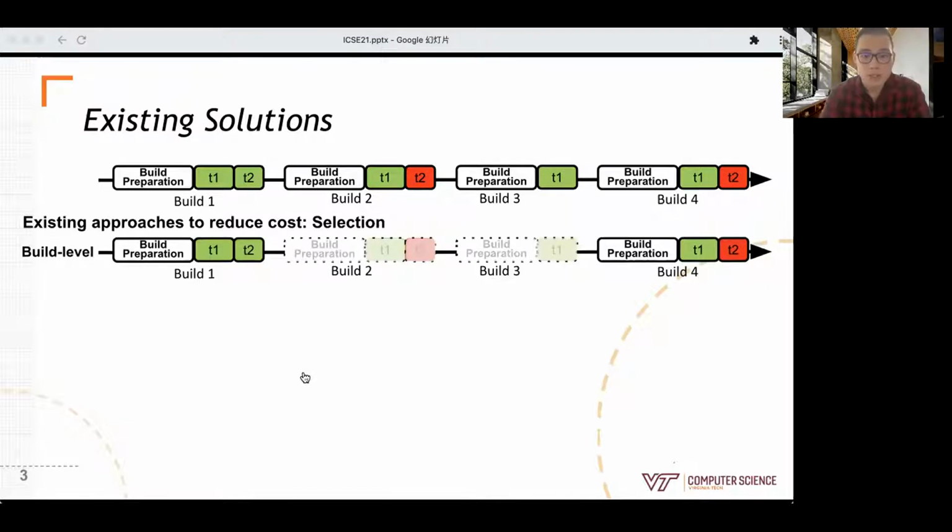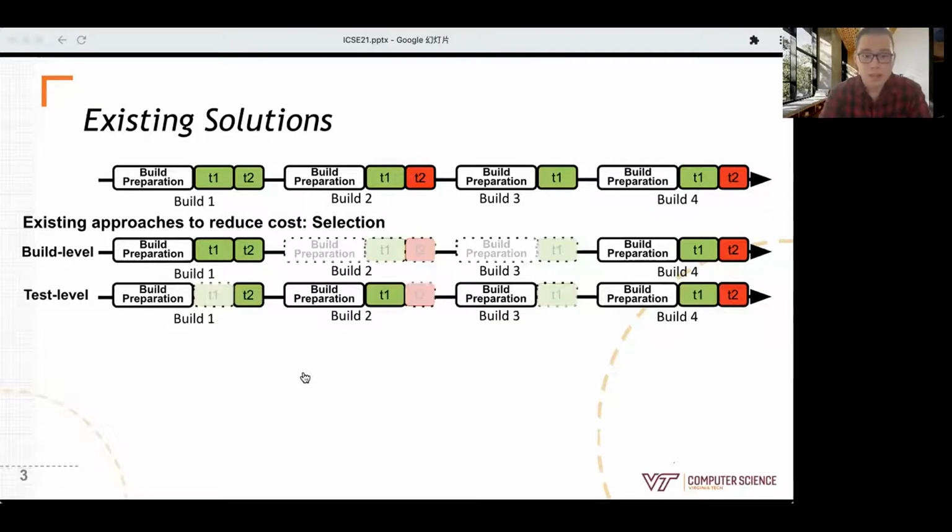Build selection approaches skip builds fully, including all build and test phases, such as build 2 and 3. Here we use dashed rectangles with lead shade to represent skipped executions. Test selection approaches only skip tests in one build. Other parts are executed as normal. However, there are two common mistakes for selection approaches caused by mispredictions on passing executions and missing predictions on failing executions.